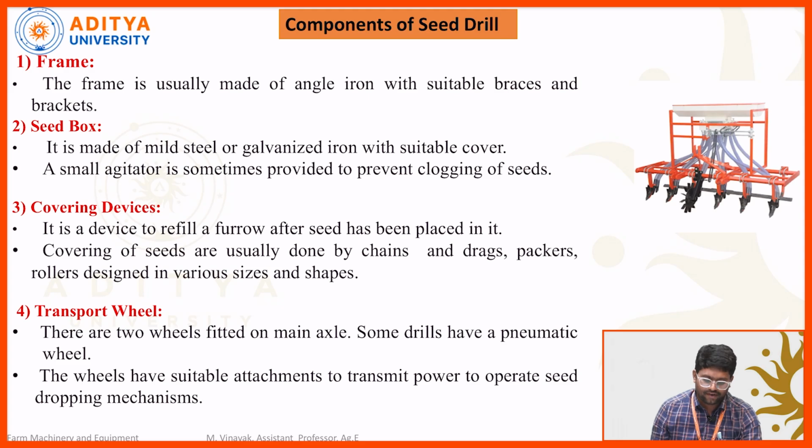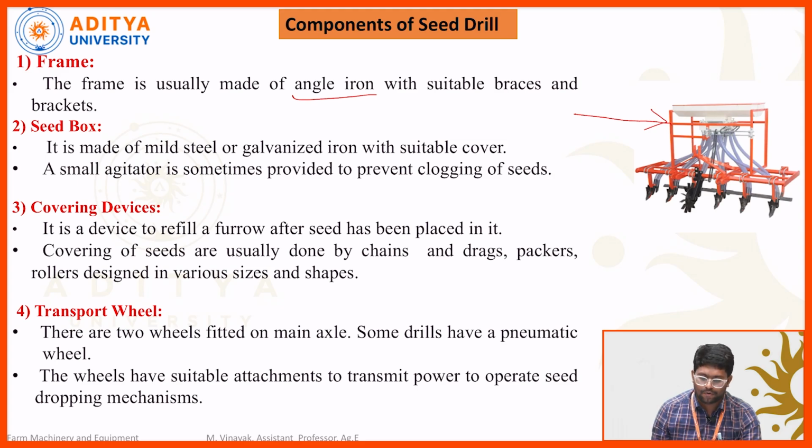Next, first one is the frame. So this entire red color structure is called a frame. The frame is usually made up of angle iron with suitable braces and brackets. Okay. So on this entire structure, the seed drill is mounted on the frame. Okay. So it will be made up of angle iron.